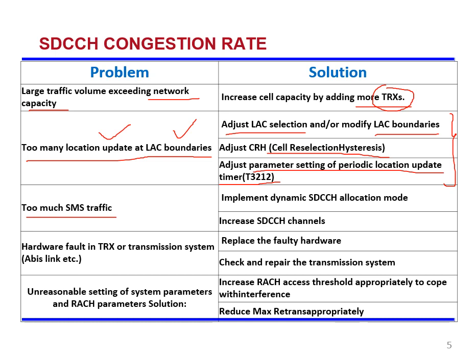And when you see a problem like there is too much SMS traffic, then you have to implement the dynamic SDCCH allocation mode, and this will reduce the SMS traffic. Or you can also increase the SDCCH channels. Dynamic SDCCH allocation mode means, in a radio carrier, usually one carrier will have 8 time slots. In 8 time slots, 1 time slot will be dedicated for the SDCCH channel.